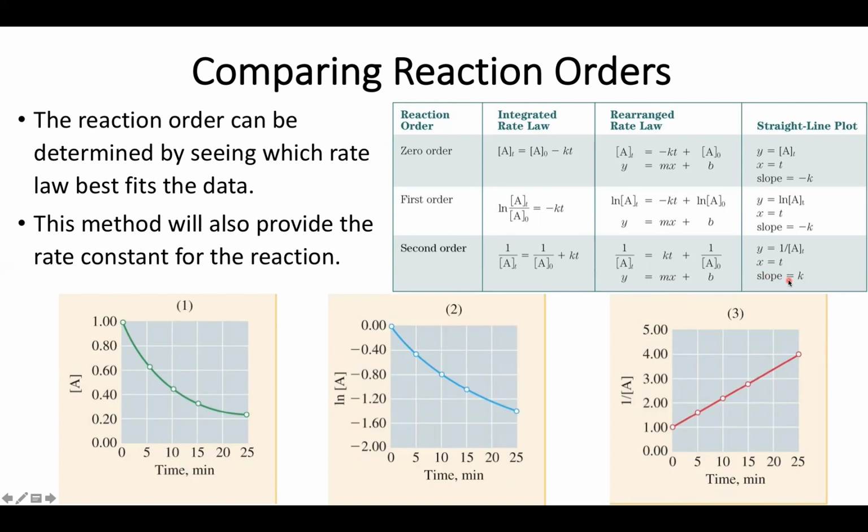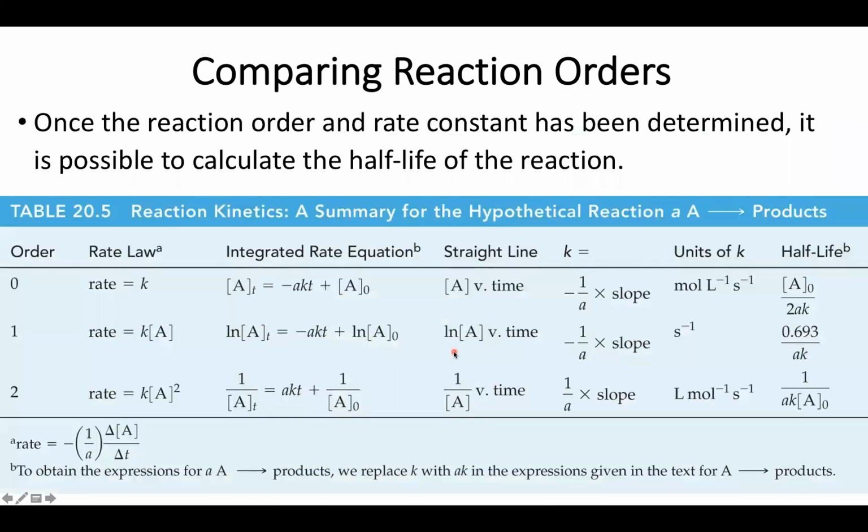So this gives us a lot of information very quickly. And additionally, once you know what the order of the reaction is and the rate constant, you can figure out what the half-life of the reaction is. However, do watch out, because the half-life of zero and second order reactions will depend upon what time interval you're looking for, because it does depend on that initial concentration.